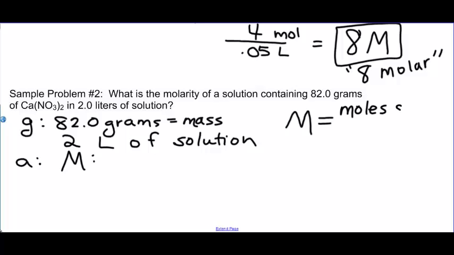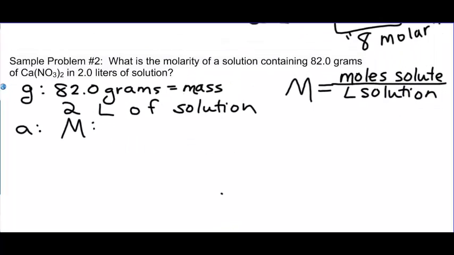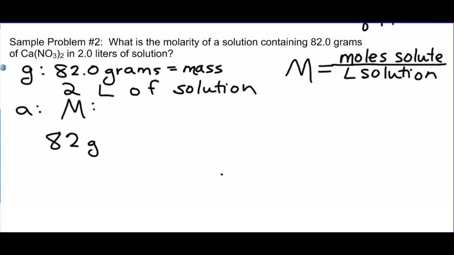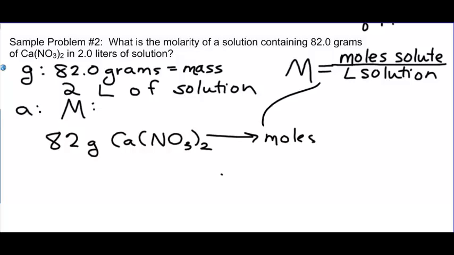Molarity is moles of solute per liter of solution. Okay? Here's the problem I told you we were going to run into. They did not give us moles, but they gave us information to find moles. So before we can plug and chug, we have to convert our grams to moles. So we'll take our 82 grams of calcium nitrate and convert it to moles first, so that we can plug it into that equation, by dividing by the formula mass.